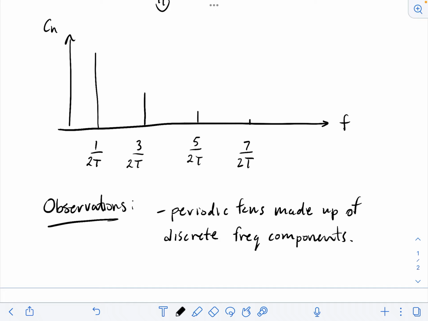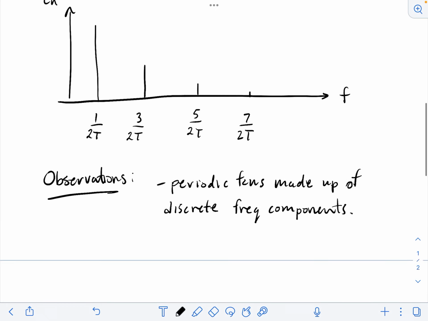Just looking ahead, what we will find is that when we think of non-periodic functions, like a little signal that pulses in time, the frequency spectrum is going to be continuous. There'll be a continuous range of frequencies that are needed to compose that signal.